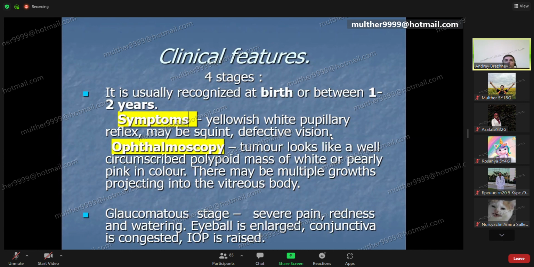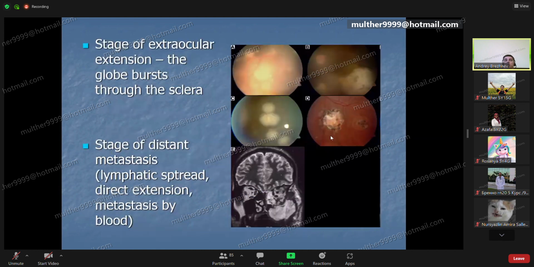Stage of extraocular extension. The next stage, the globe bursts through the sclera, and you can find the growth of the tumor out of the outer coat of the eyeball. A final stage of distant metastasis by lymphatic spread, direct extension, or metastasis by blood. The target organs are brain, lungs, liver, and bones.